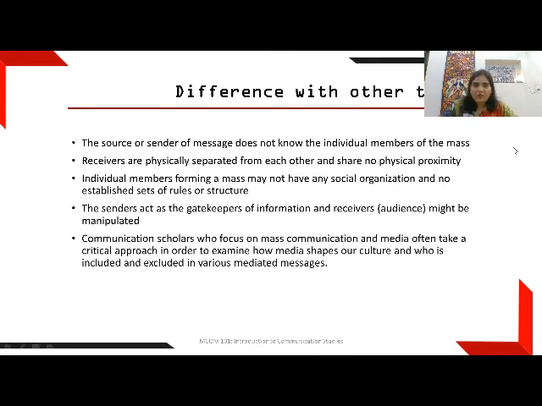Then another thing is that communication scholars who focus on mass communication and media often take a critical approach in order to examine how media shapes our culture and who is included and excluded in various mediated messages. So when we talk about mediated messages, these are the messages जो कि clear cut पहुंचाने की बजाय उनको तोड़ मरोड़ के पहुंचाया जाता है, मीडिया के थ्रू उसको चेंज कर दिया जाता है, hence they are called mediated messages. So generally communication scholars, you can focus on कि mass com या मीडिया के थ्रू किस तरह कल्चर शेप हो रहे हैं, किस तरह सोसाइटी शेप हो रही है, चेंज हो रही है, ठीक है.